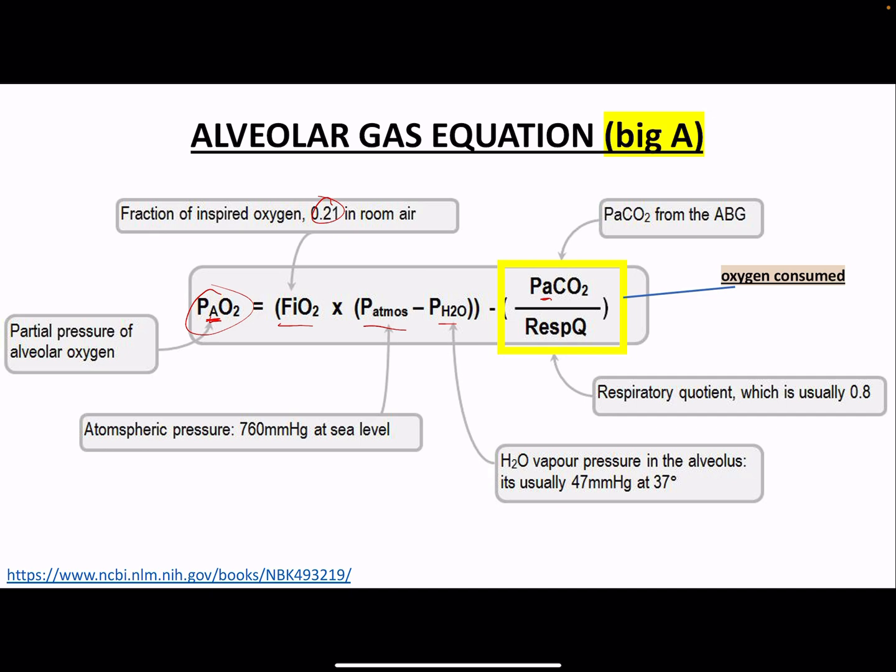Atmospheric pressure, water vapor pressure, both of these things together are really going to be the amount of oxygen that hits your alveoli, minus this, which is the amount of oxygen that leaves the alveoli, that is consumed. And if you do the amount that enters the alveoli minus the amount that leaves the alveoli, you have the alveolar oxygen content. Specifically, how we get the amount that leaves the alveoli is the arterial CO2 pressure divided by the respiratory quotient. We'll go into this all.